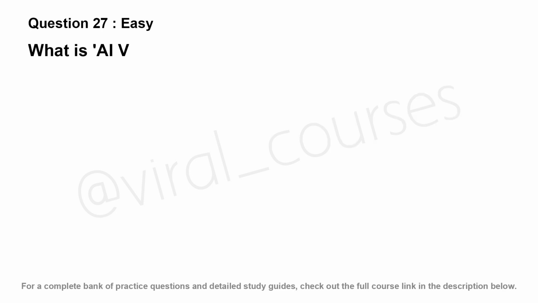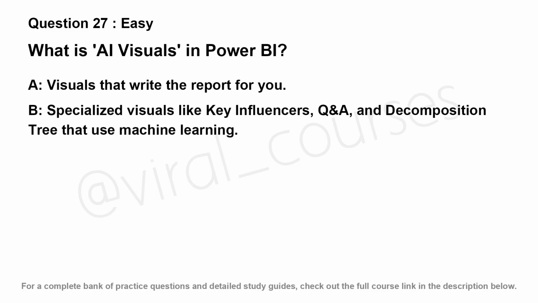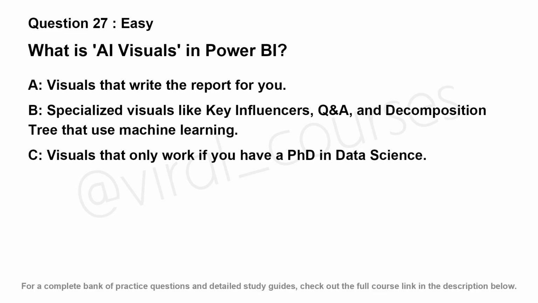What are AI visuals in Power BI? Option A: visuals that write the report for you. Option B: specialized visuals like key influencers, Q&A, and decomposition tree that use machine learning. Option C: visuals that only work if you have a PhD in data science. Option D: animated icons that talk to the user.